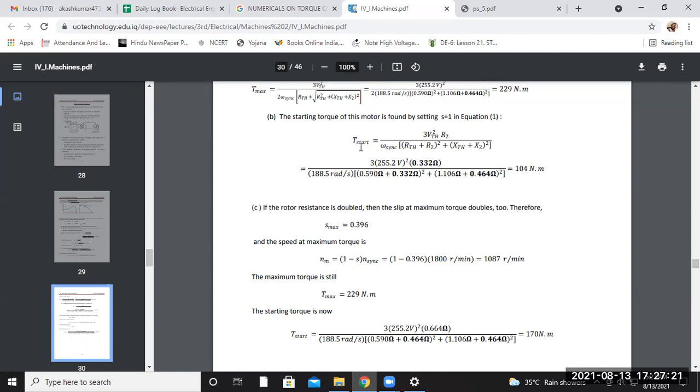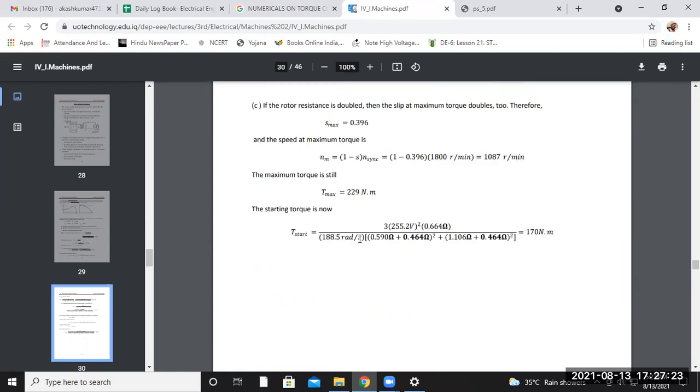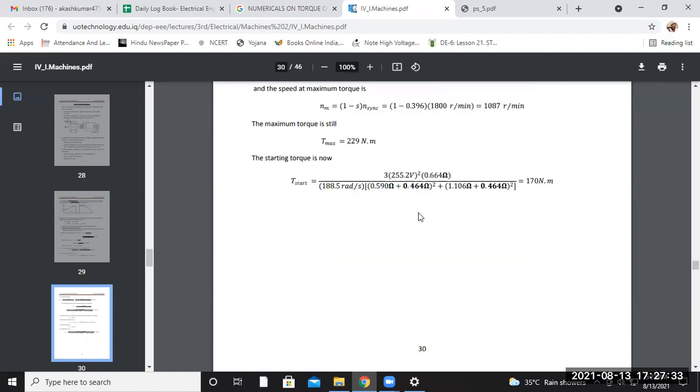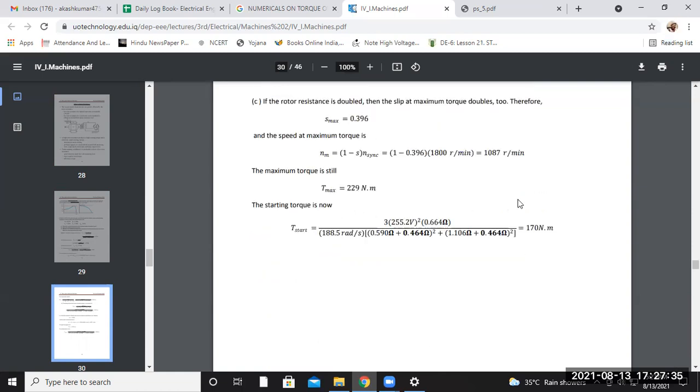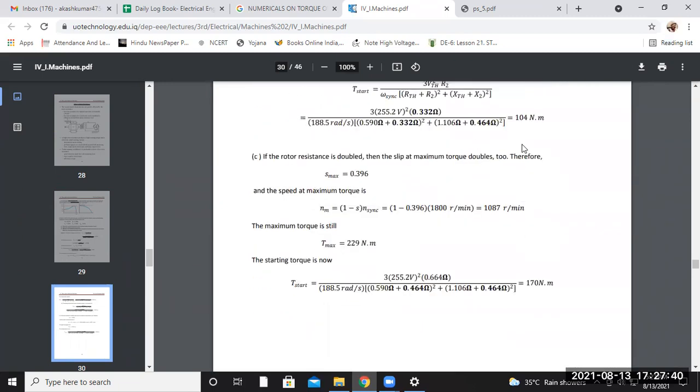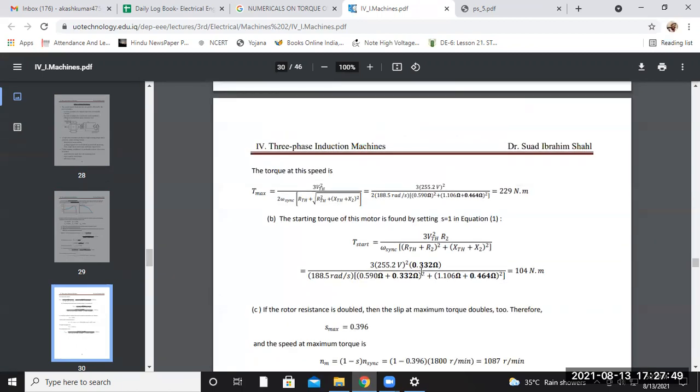Now the starting torque will vary. Putting in the values of the starting torque formula parameters, you will get 170 Newton meter. Here the starting torque was 104 Newton meter, and now it becomes 170 Newton meter. That means it is increased by 66 Newton meter. By increasing the rotor resistance, the starting torque is also increased. So this is the numerical based on the torque speed characteristics of the induction machine.